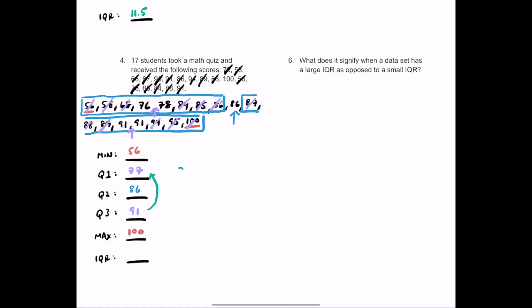So that's going to be 91 minus 77. So 91 minus 77, that's going to give us a range of 14. So half the students that were close to the median, half the middle students, right? Those students were 14 points away from each other. That's how far they were spread out. Okay, that's number 4. Let's check out number 5 here.